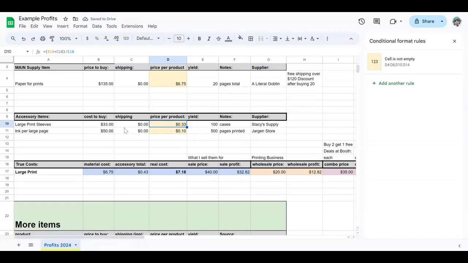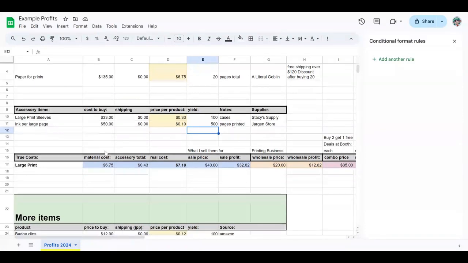And if you look at it, it makes sense. 33 divided by 100 is 0.33. So you move the decimal point over two spaces because there's two zeros. So now that we've calculated our main supply item and our accessory items, we know all of the money that goes into making one print. So let's put that down here in these boxes so we can figure out our real cost.